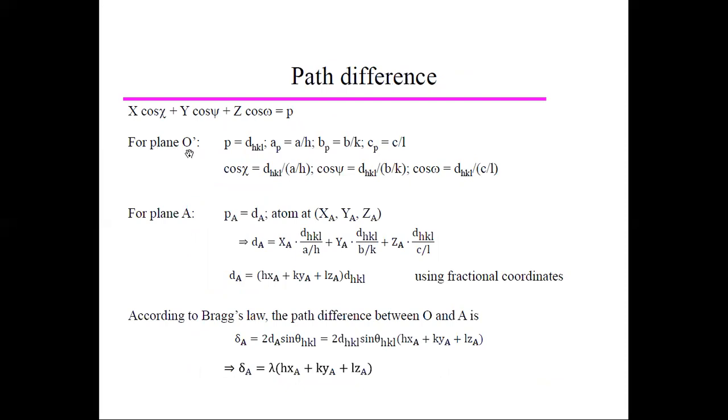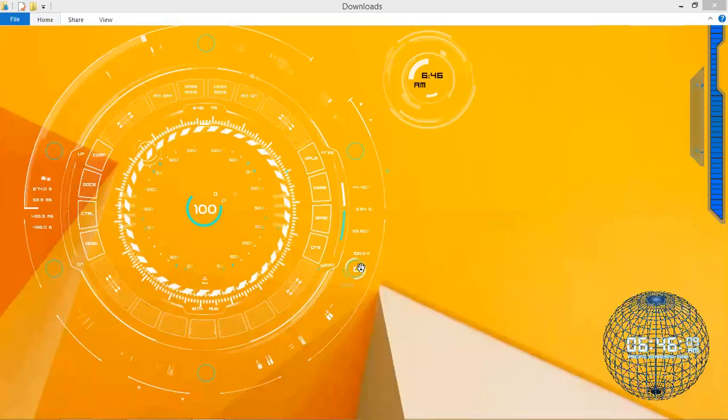So for a plane O, p equal to d_hkl, a equal to a by h, b equal to b by k, c equal to c by l. That is cos lambda is equal to, this is the equation we get from the plane A, that is atom XA, YA and ZA. From this we can calculate from the plane O. So we got the equation using the fractional coordinates.